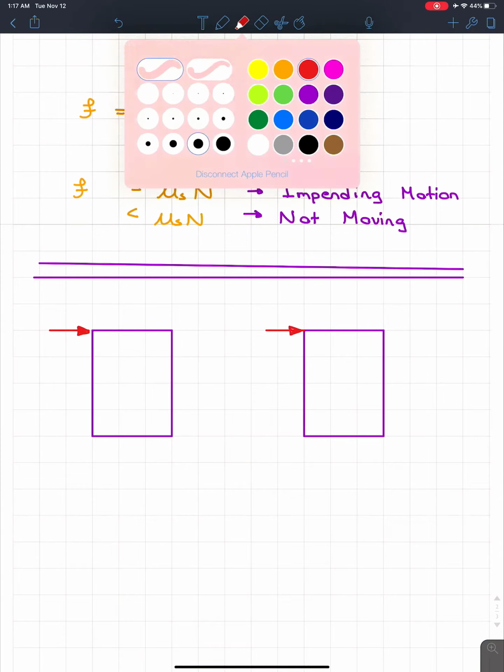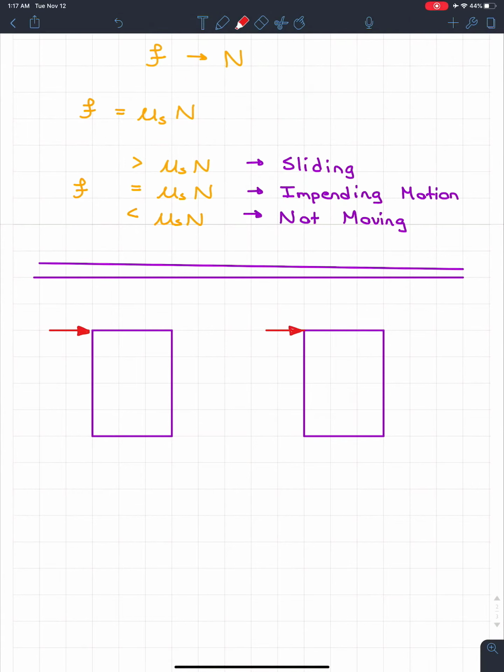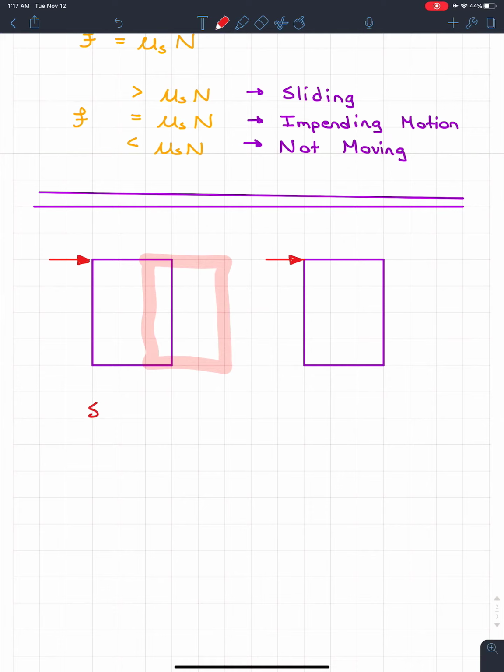So I'm going to switch to a kind of a red highlighter to show the movement. If I'm pushing on this crate like this, scenario one is the crate will just move. This scenario is very, very easy. This one's called sliding, and this is the one you're all familiar with. You push something, it'll start moving around the floor.